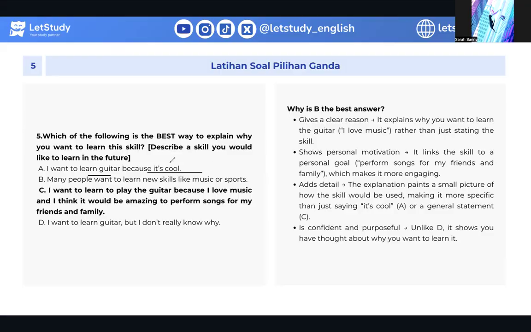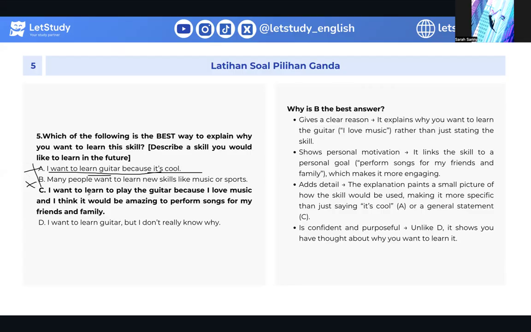Jadi seperti itu. You have to expand, kan? Because this only answers the question. You have to expand from your answer. Jadi karena ini, A itu salah. B is too generic. Many people want to learn new skills. Not specific enough or personal.